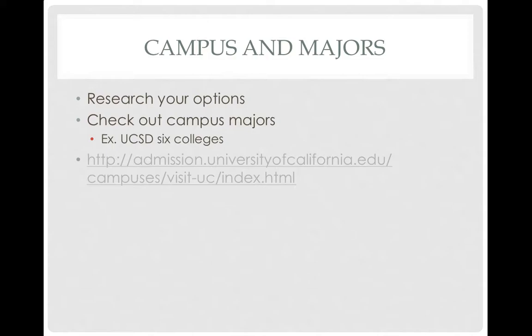And make sure you really get to know the majors. When you apply, you'll be able to choose a major and an alternate major as well. And you also have the option for undeclared if you truly don't know what you want to study, which is perfectly okay.